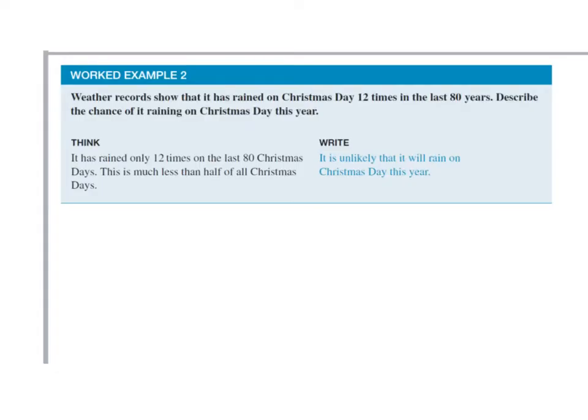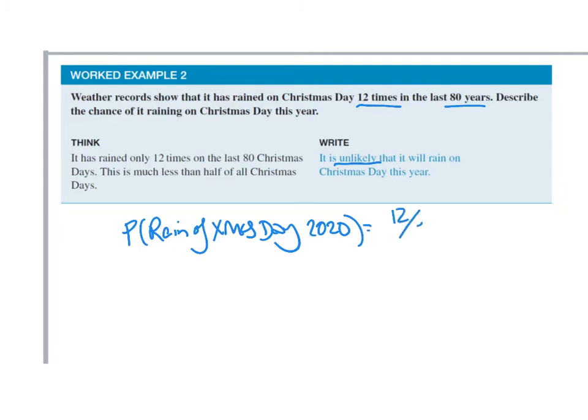Okay, here's an example here of weather. It shows that it has rained on Christmas Day 12 times out of 80 of the past years. Describe the chance of it raining this year. They use unlikely, so 12 out of 80. So probability of rain on Christmas Day, let's go 2020, is 12 divided by 80, and we divide that out as a decimal. It's 0.0125, so that's about 1.25%.